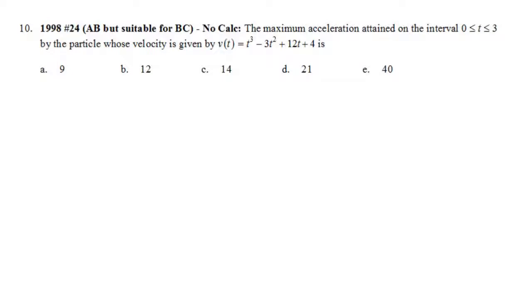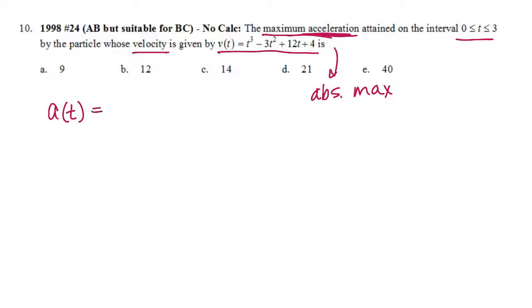Okay, number 10. This is not a calculator problem. We need to find the maximum acceleration. So that is going to be over a closed interval. So this is talking about an absolute max. So we already know for the absolute max of the acceleration, we're going to need another derivative here. We have velocity. Velocity is given by this. So for our acceleration, a at t, we have 3t squared minus 6t plus 12.